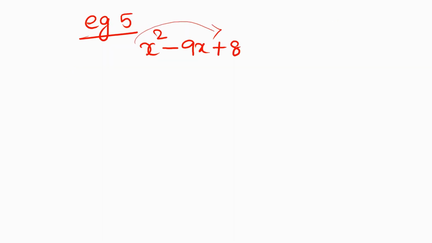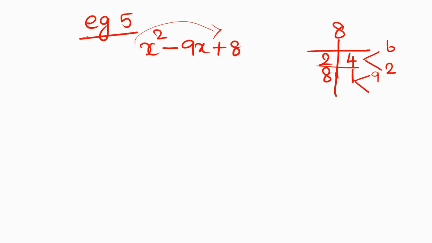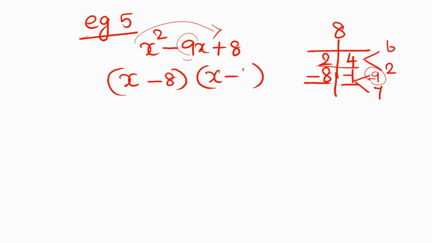So example number 5, x square minus 9x plus 8. Now 8 is the constant. Find the factors for 8. I can write it as 2 into 4 or 8 into 1. If I add, 2 plus 4 is 6, 2 minus 4 is 2. So 8 plus 1 is 9, 8 minus 1 is 7. So here I have 9. So I have to consider the second combination, 8 into 1. In that I have minus sign in the b place. So I take it as minus 8 into minus 1. So x minus 8 is one term and x minus 1 is another term.